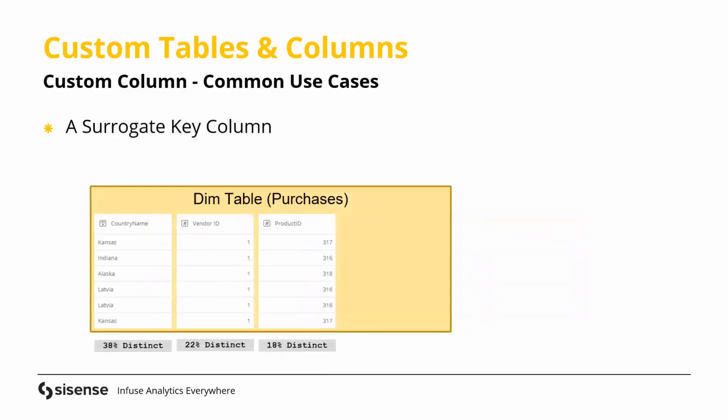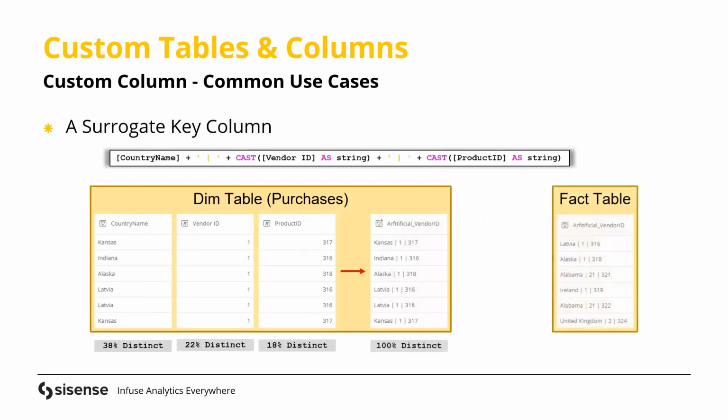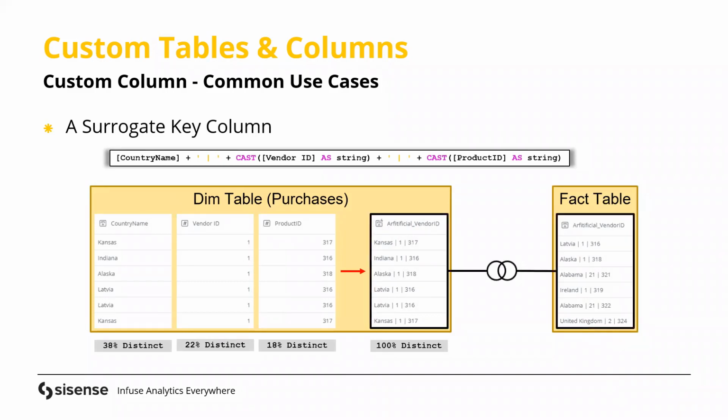Custom columns can also be used to create surrogate keys. Surrogate keys help us connect tables that require more than one key. In this example, an individual country, vendors, and products aren't unique. However, concatenating them creates a unique key. This assists us as best practices instruct to connect tables based on a single field.